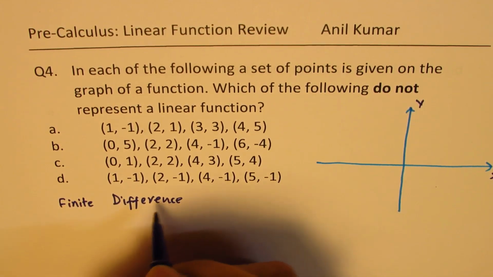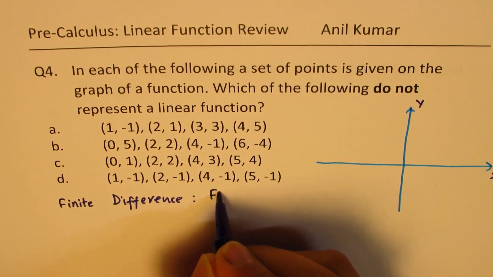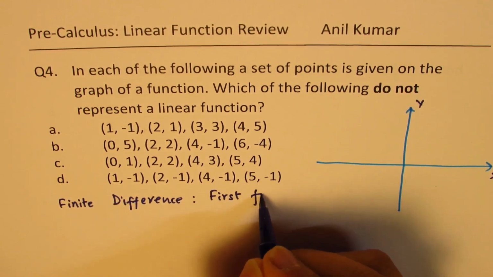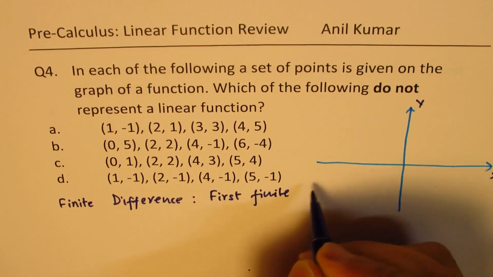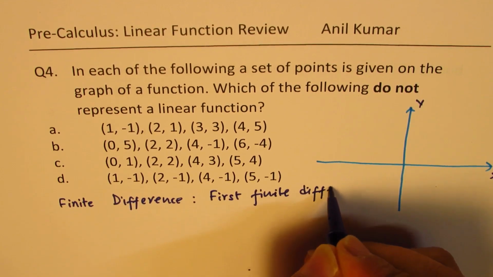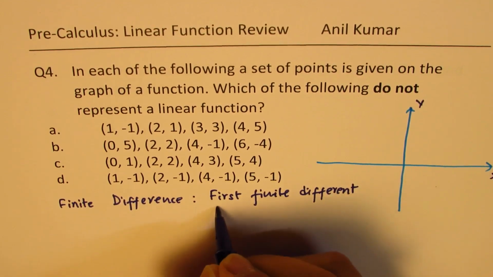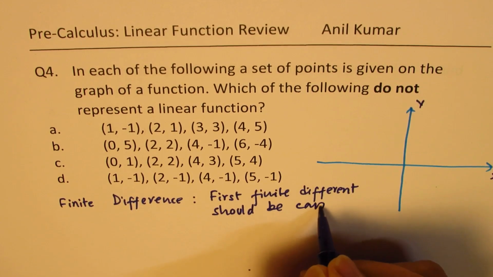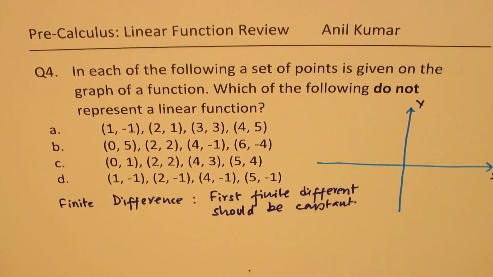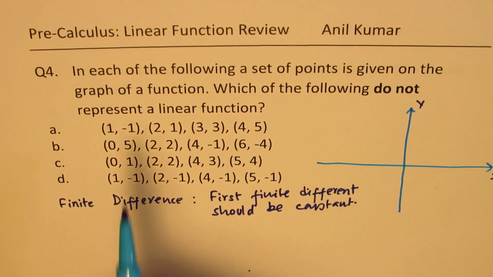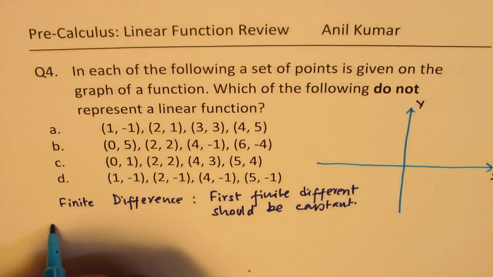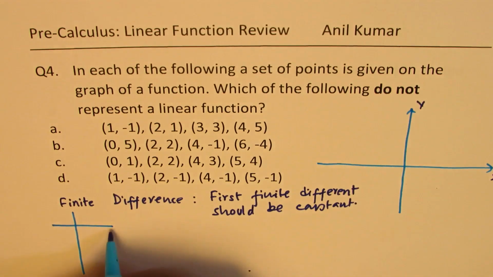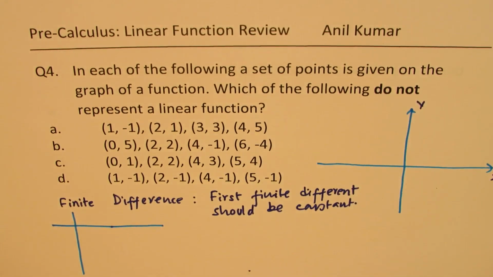So with finite differences, in this case, the first finite difference should be constant. Correct? Now, how to do this? I'll take one example, right? So let's do the first example here, and then you can do the rest.